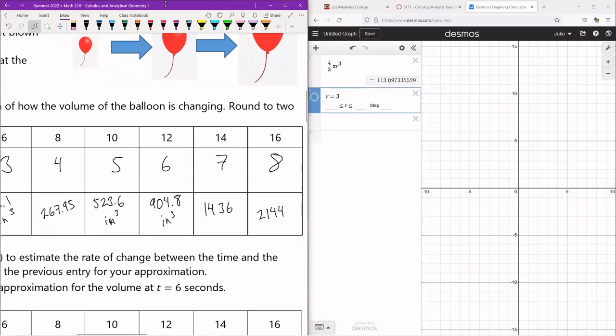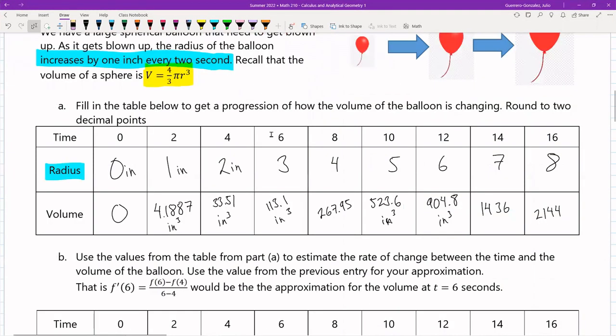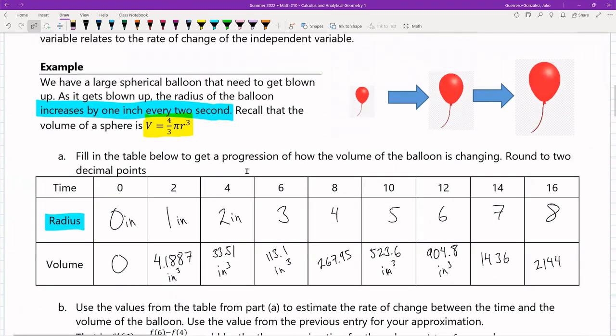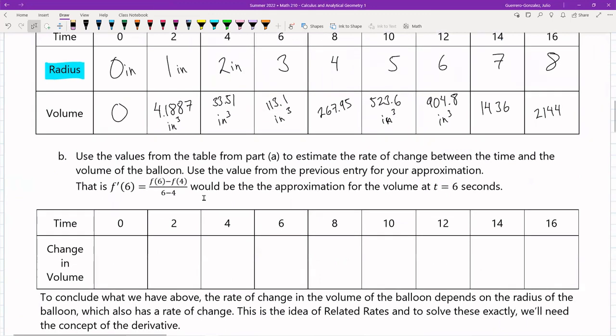Okay. Let me go ahead and put this right smack dab in the middle again. All right, so there we go. We can see here in the table that as the radius increases, the volume is increasing, right? That should be sort of a no-brainer, right? And that makes sense because we're sort of pumping this balloon up, right? Okay. So for part B now, let me stop scrolling there.